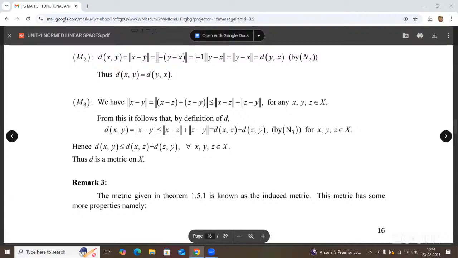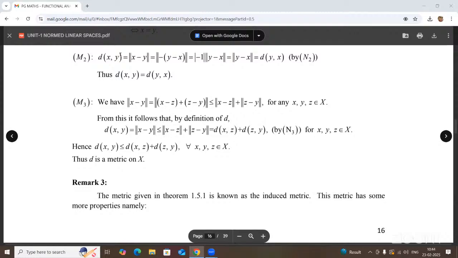So d of x and y equal to norm of x minus y. The norm of x minus y can also be written as the norm of minus of y minus x. So that is mod of minus 1 into norm of y minus x. So the norm of y minus x is equivalent to d of y and x by the N2 condition.